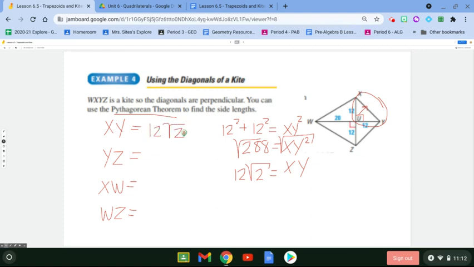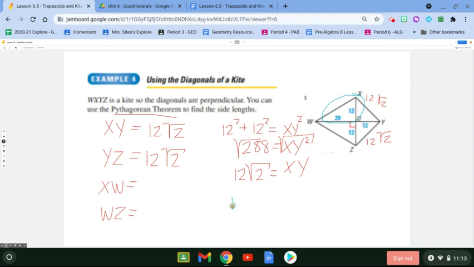Your answer for YZ is also the same thing, 12 square roots of 2. I'm just going to write that over here. So 12 square roots of 2, 12 square roots of 2. Okay, I'm going to do the same thing, except this time I'm going to be finding the lengths of the bottom, or the left-hand side, I guess, of the kite. So I'm going to be looking at the lengths of 12 and 20. I'm going to use this to find the length of XW, which would also be the same length as WZ.